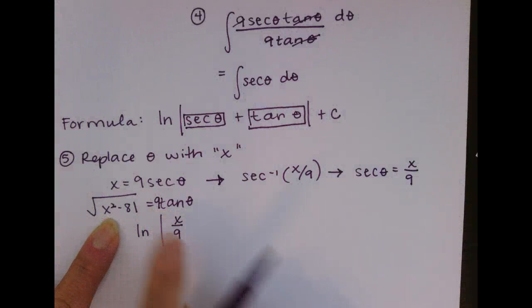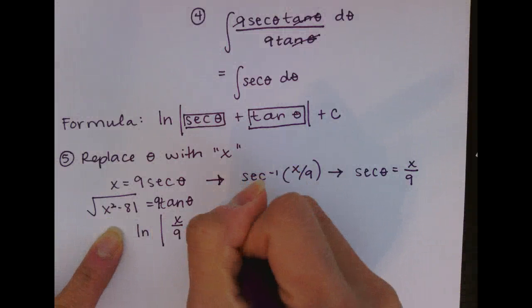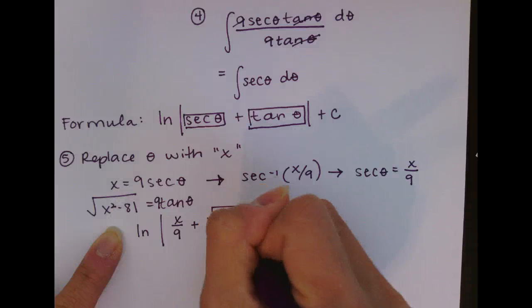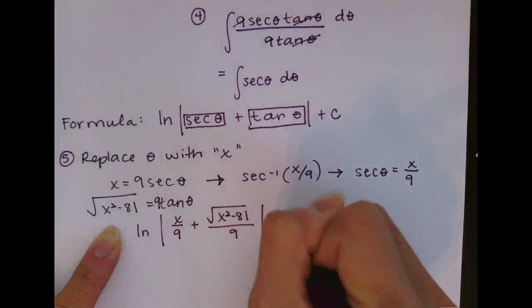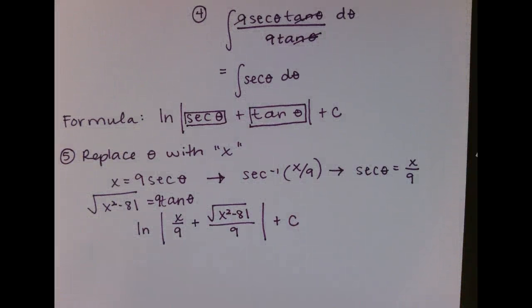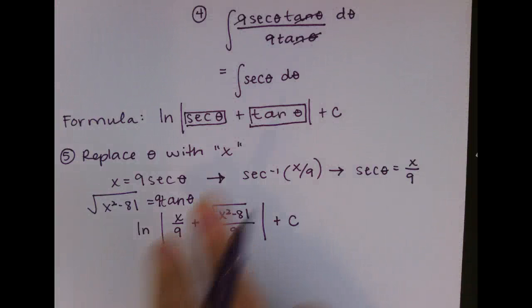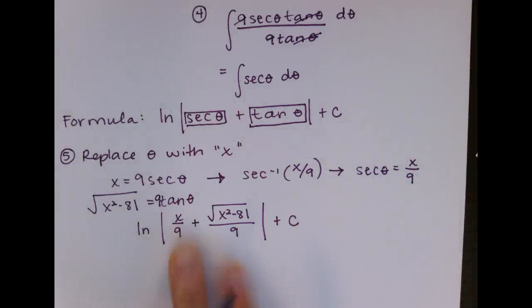So anyway, we can go ahead and solve that for the tangent of theta, which would be the square root of x squared minus 81, all over 9, and then plus c. A couple of different ways that you can do it. Hopefully you've got some method that makes sense in terms of figuring out these two theta expressions in terms of x.